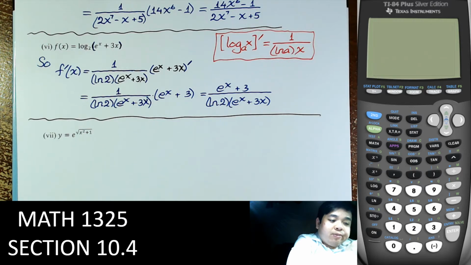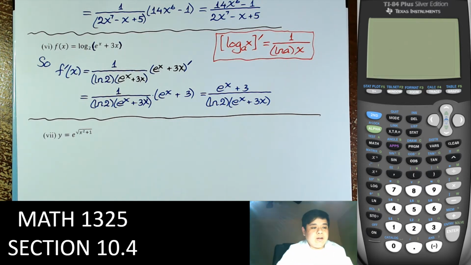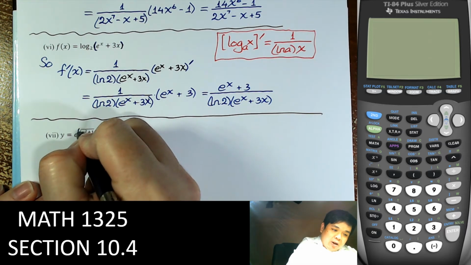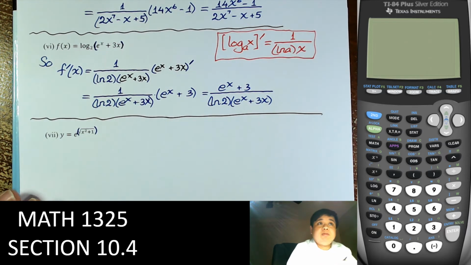Right? So that's what we have. Next we have this, slightly more complicated, but you should be able to do that, right? Okay. Now, if we put the parentheses on the exponent, right?